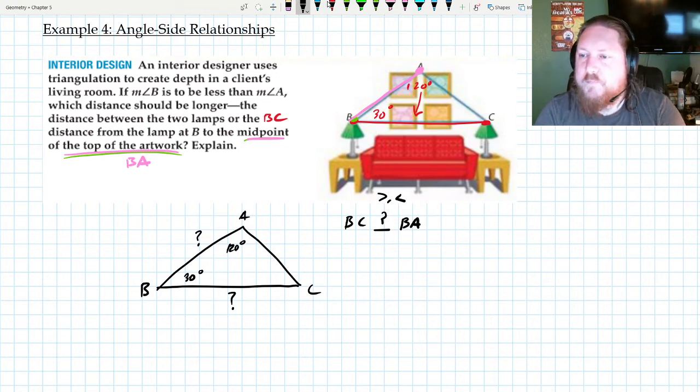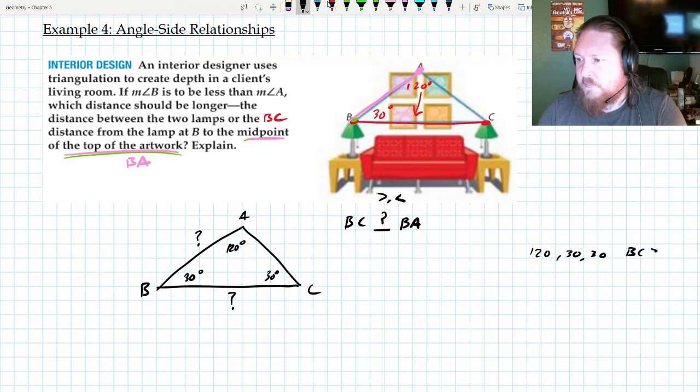All right. So let's just think about it for our specific numbers that we came up with, and then we'll try some other numbers. 120, 30, so that's 150. So the last one would also have to be 30 degrees. So which would be bigger in this case? Well, side A would be bigger. And I know that because B has to be less than A anyways. So in this case, 120, 30, 30, BC is bigger than BA.